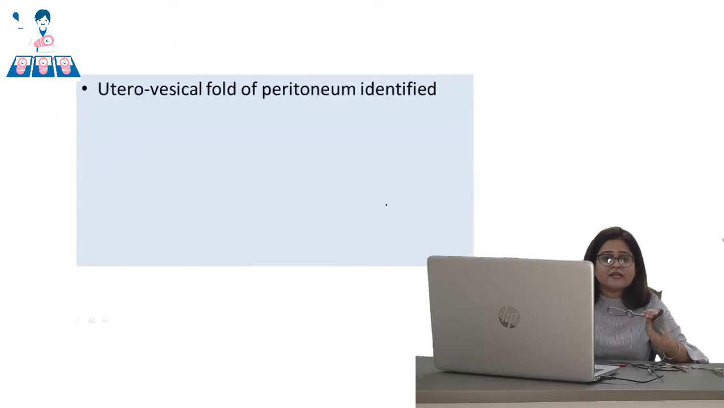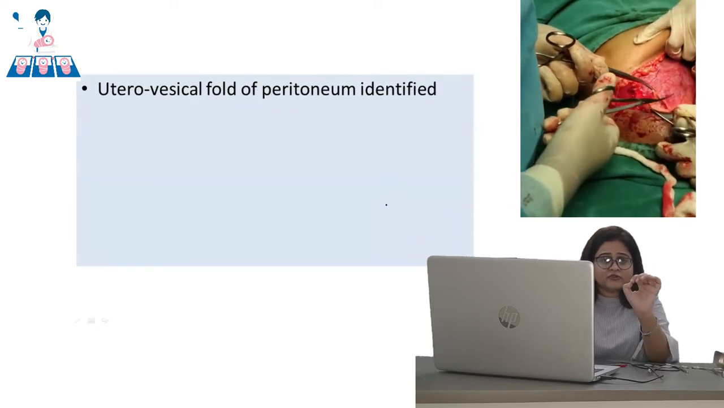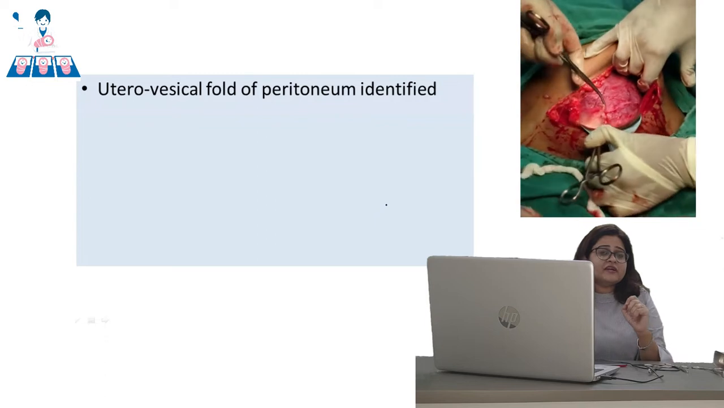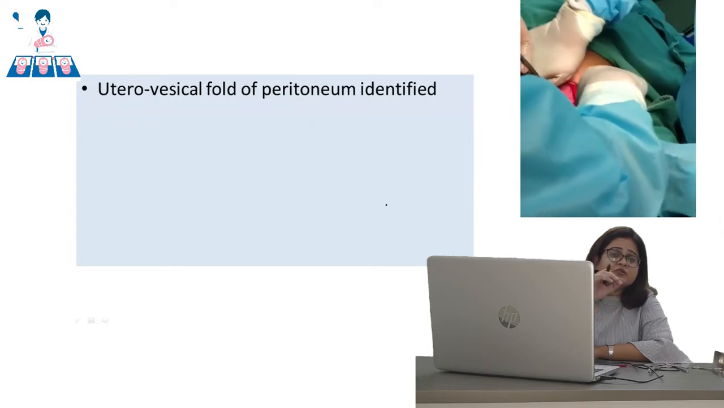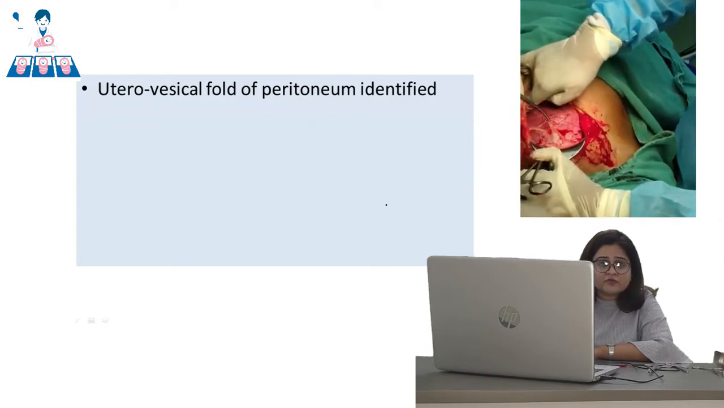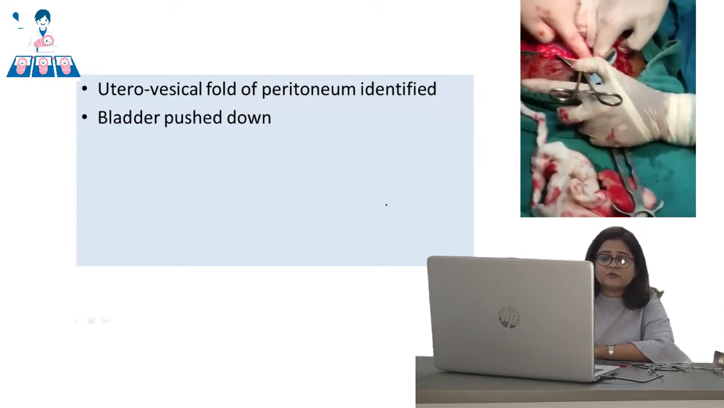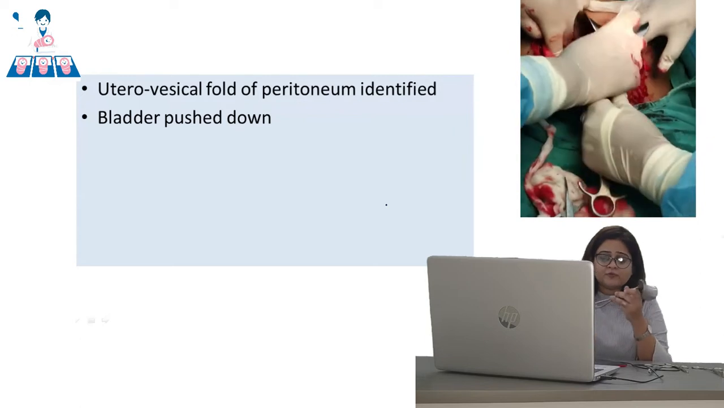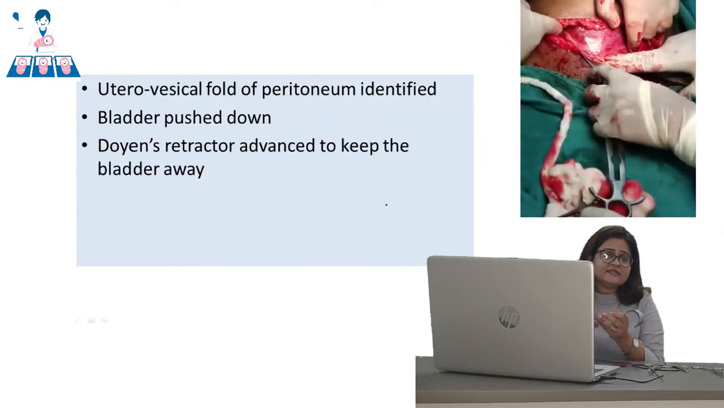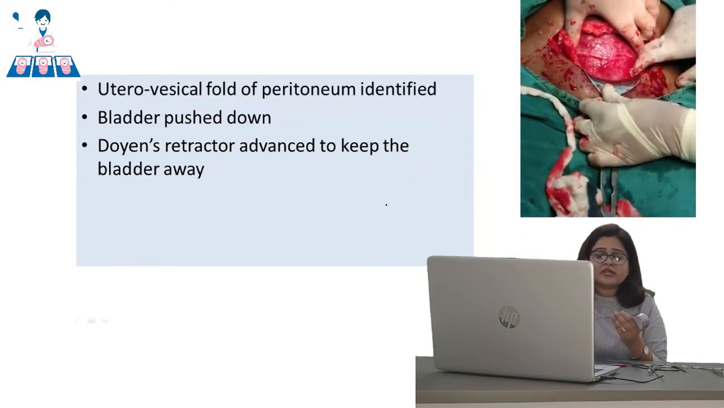But we still have to cut the visceral peritoneum, which is overlying that lower uterine segment. We identify the uterovesical fold of peritoneum, which is visceral peritoneum. How do we identify it? You can see in the video. We lift up the loose fold of peritoneum. That is the UV fold. We give a nick in it, extend it, and then we push the bladder down. Once we push the bladder down, to make sure it remains away from the field of surgery and doesn't keep coming up, we advance the Doyen's retractor, and this keeps the bladder away from our field of surgery. So now we can easily give our lower uterine segment incision.